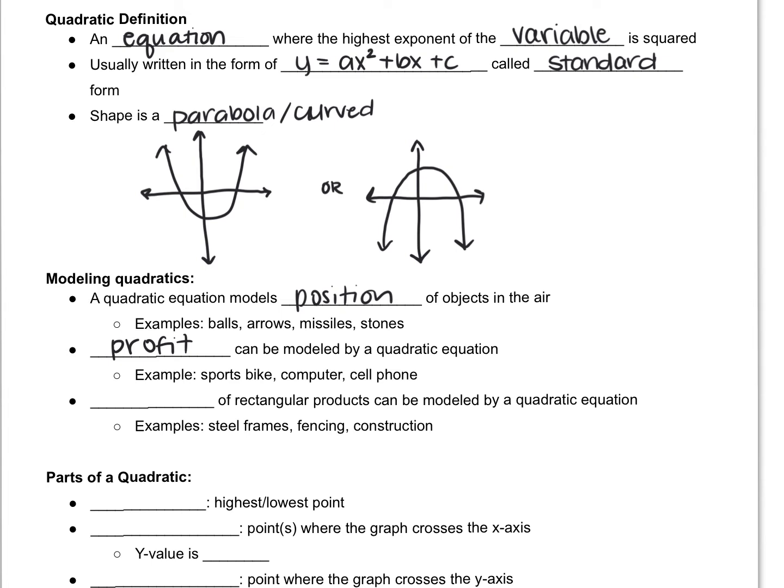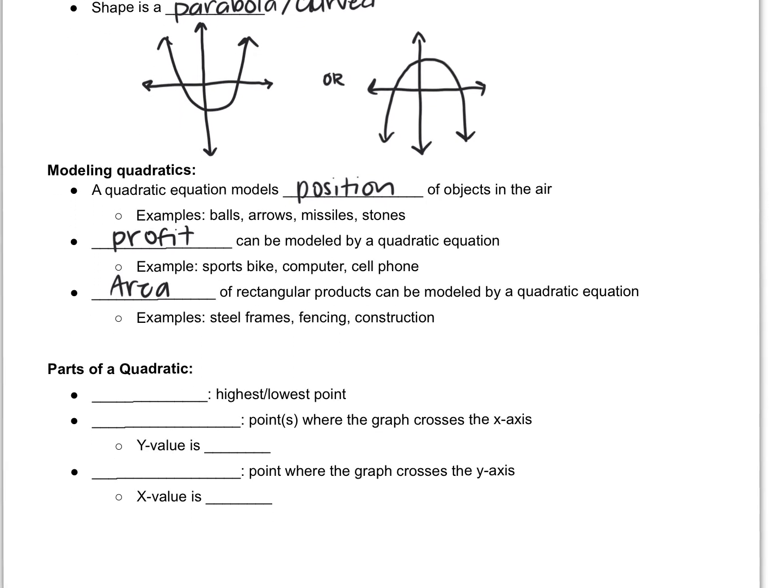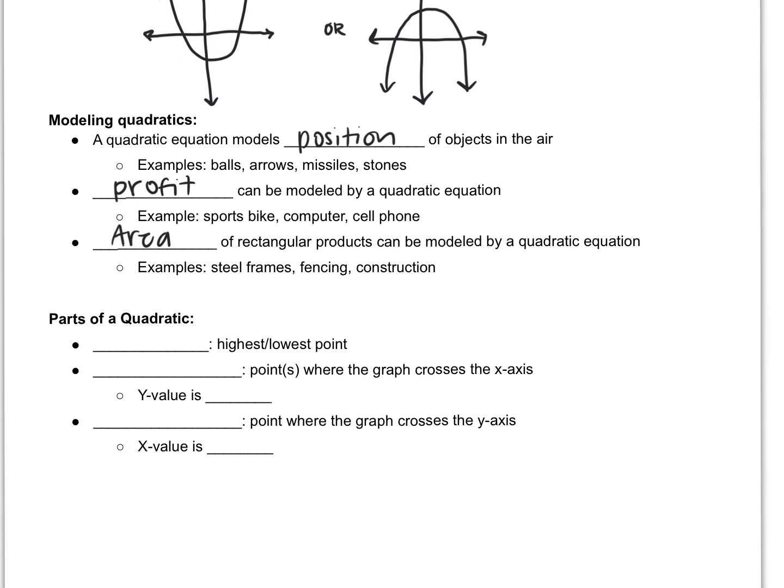And then lastly, the area of rectangular products can be modeled using a quadratic equation. So anytime you know the area of something like steel frames, fencing, construction uses a lot, and you know one length but you don't necessarily know the other length, you know area is length times width. If it's rectangular, you can use a quadratic to help you maximize the area or whatnot.